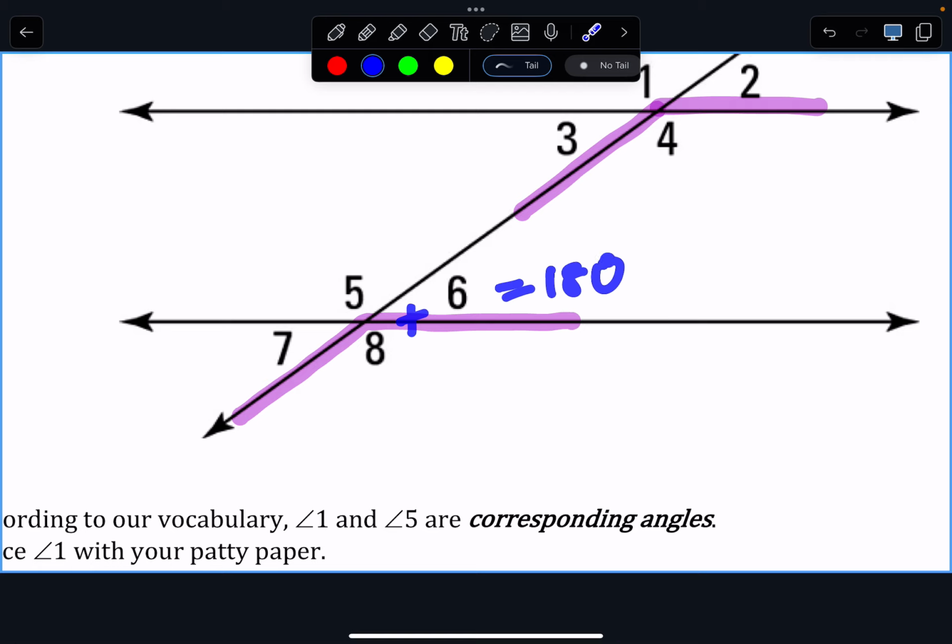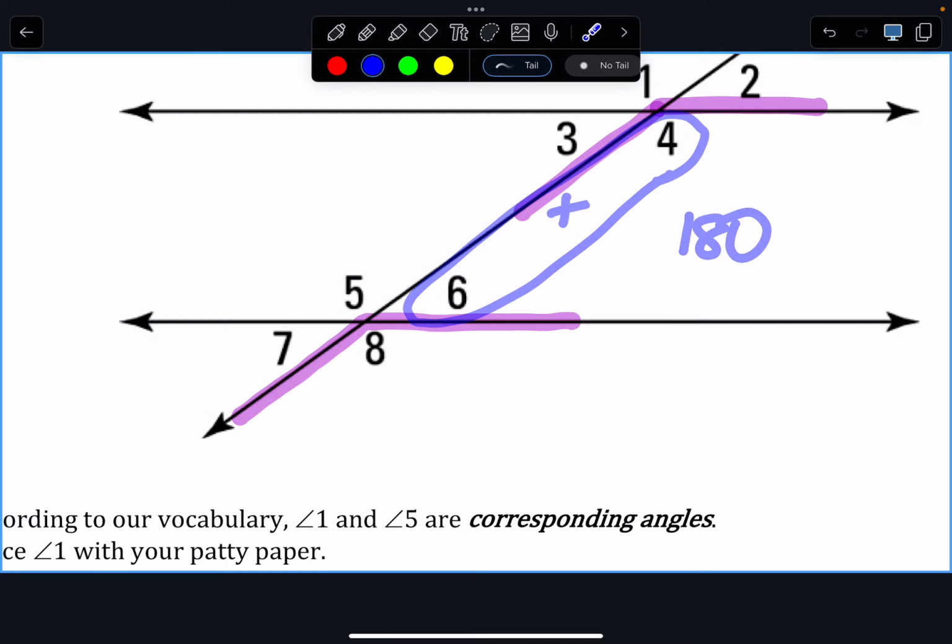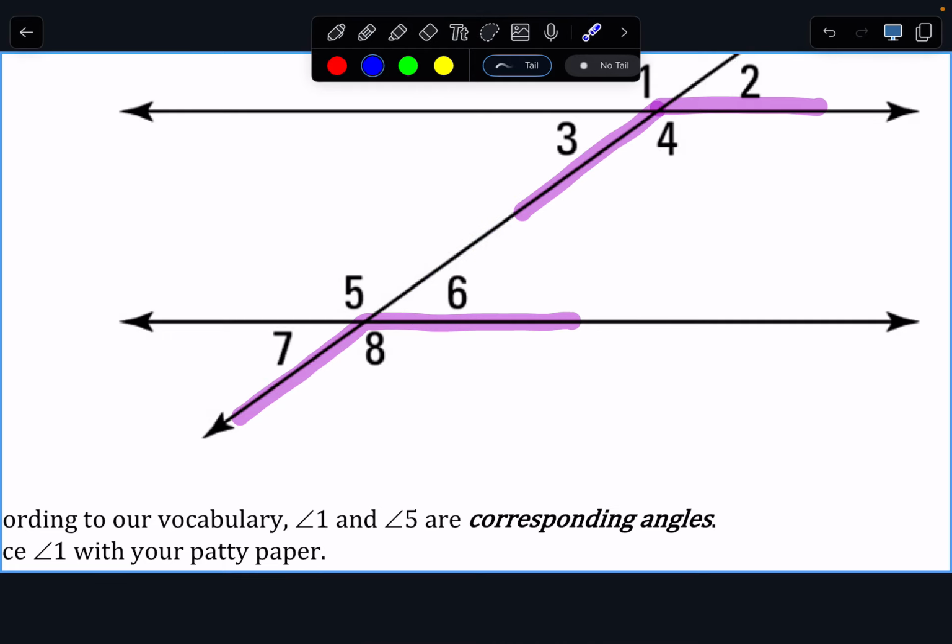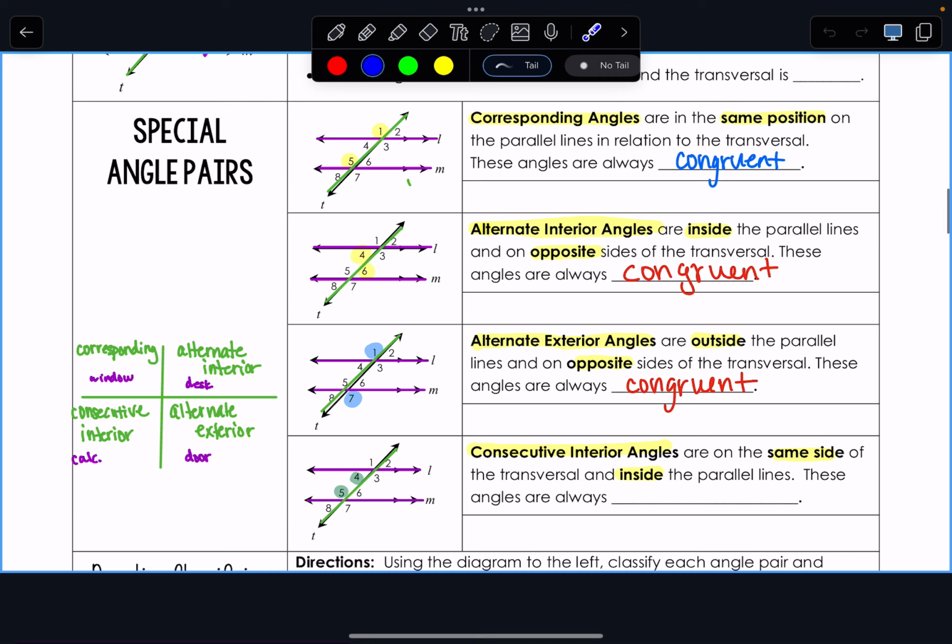But didn't you tell me that 4 and 8 are the same? So then 4 and 6 are what? They're not the same, but what are they going to add up to be? 180. Okay, and what do we call that when they add up to 180? Supplementary. So what I'd like you to do, consecutive interior angles are supplementary. Okay, so that's the only oddball. If we have consecutive interior angles, they are going to be supplementary.